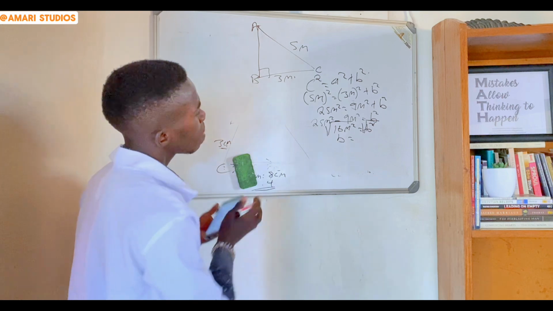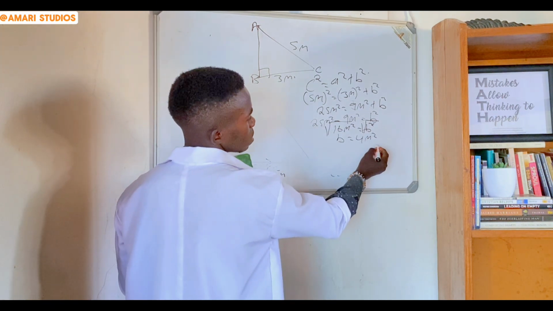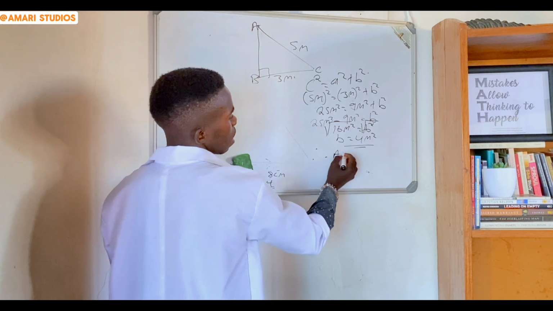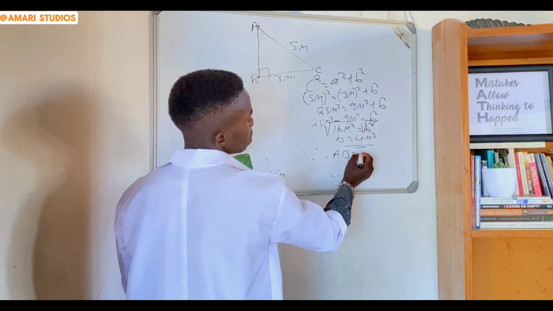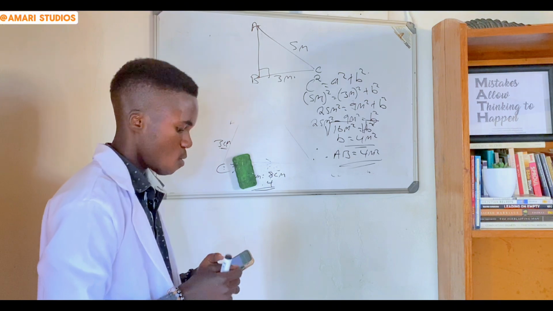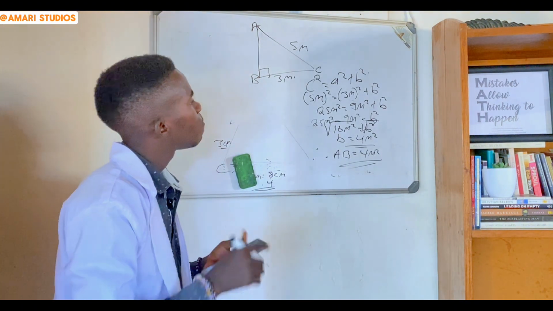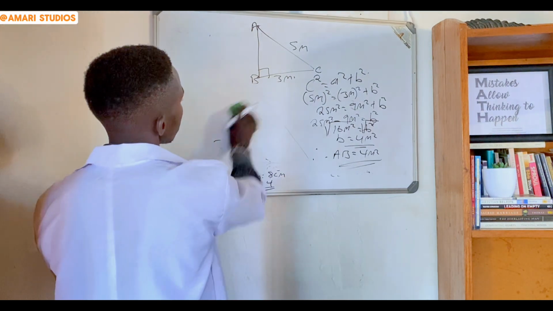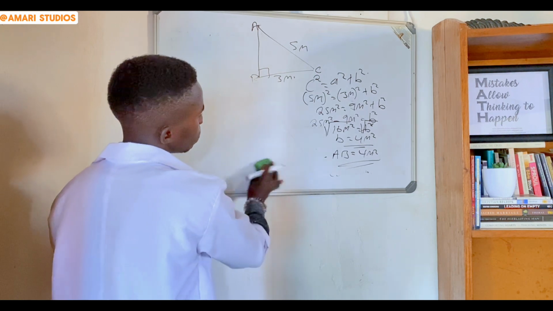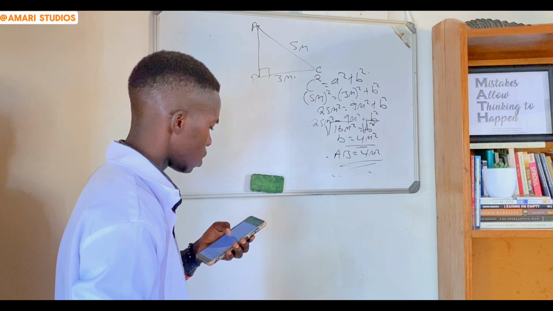B is equals to, now the square root of 16 meters squared, it is going to be 4 meters. So meaning therefore, the height of the wall AB is equals to 4 meters. That is your final answer there. So feel free to pause the video and rewind a bit if you didn't get the concept of the Pythagorean theorem there. We move on to the next question.